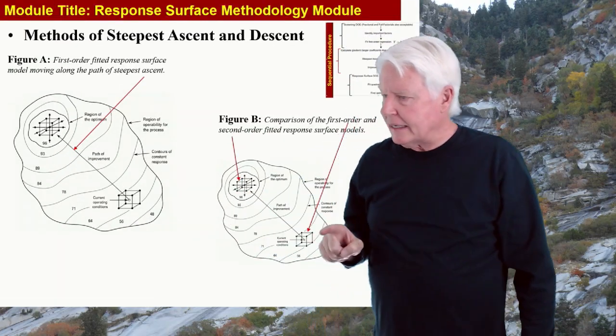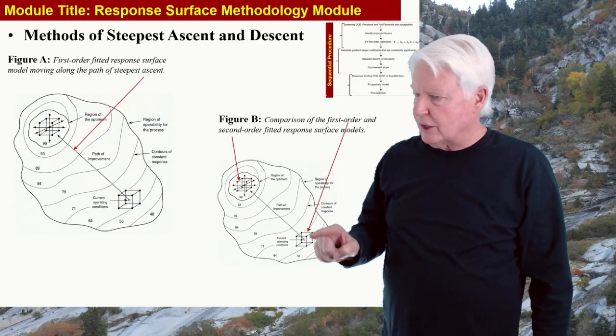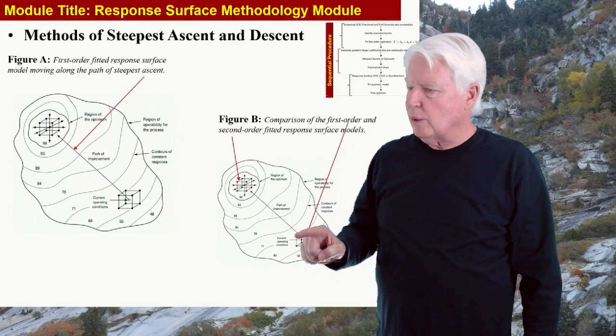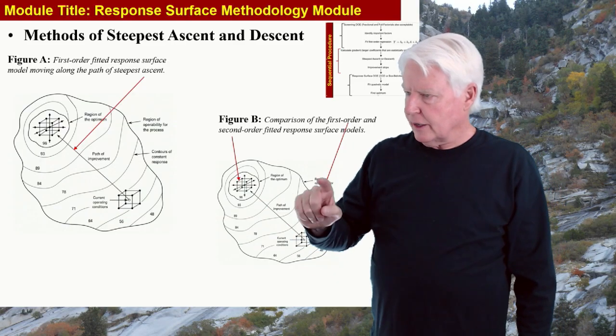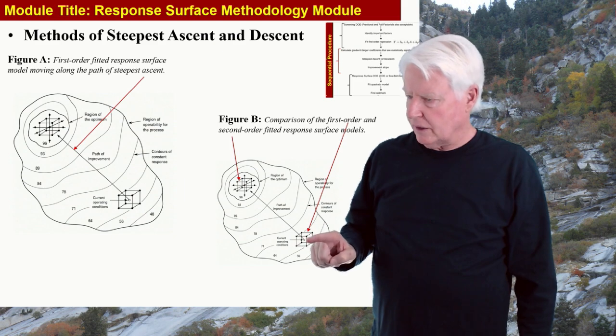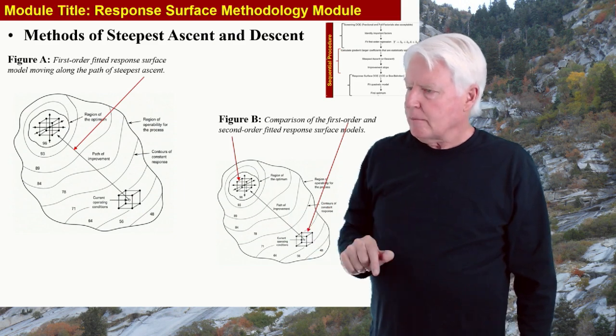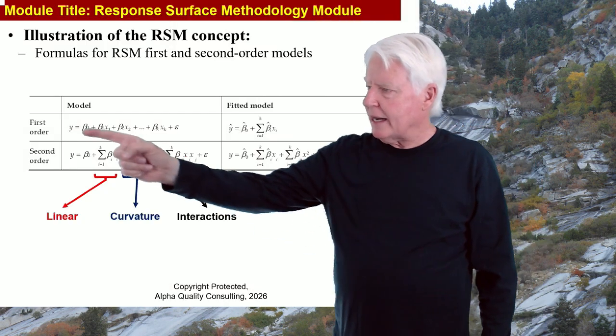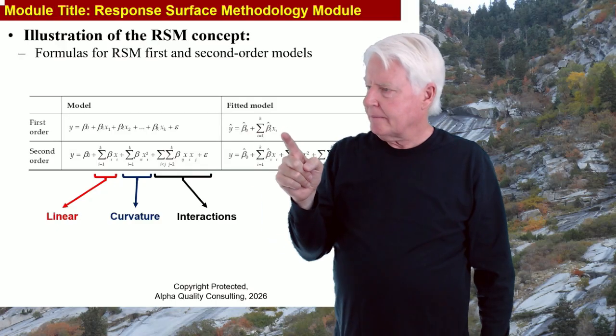That's what you're creating down here, your first order equation. And from your first order equation, you're doing that ascent or descent, whichever way you need to go. Okay, but that's step one, creating this through a DOE.